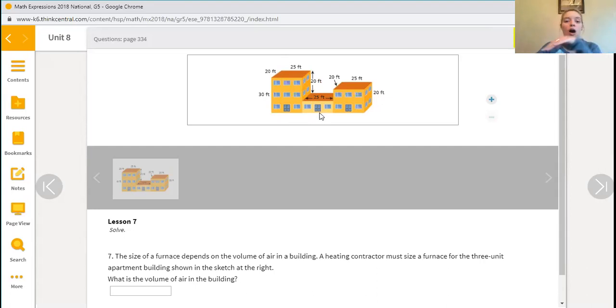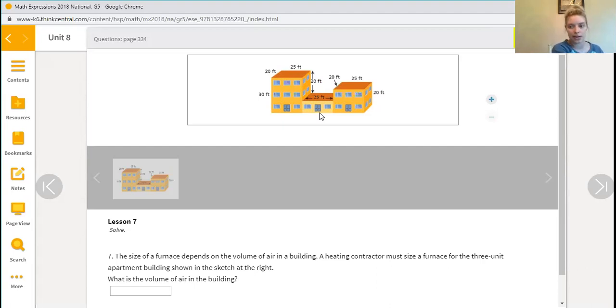So let's fill in what I know. I know my length is 25 times my width, which is 20, times my height, which I just figured out is 10. And I can multiply those together. 25 times 20, 25 times 2 is 50, add the 0, 500. 500 times 10 is going to be 5,000.